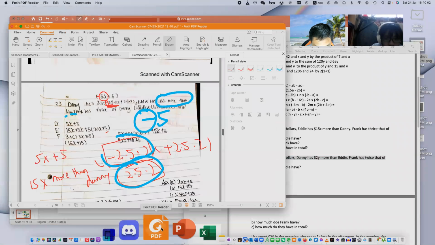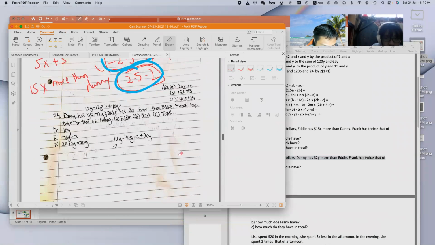Hold on, let me go to you. 2y minus 12y squared. Can these two combine? Yes or no? Are they similar terms? 2y and minus 12y squared. Are they similar terms? Yeah, technically speaking.